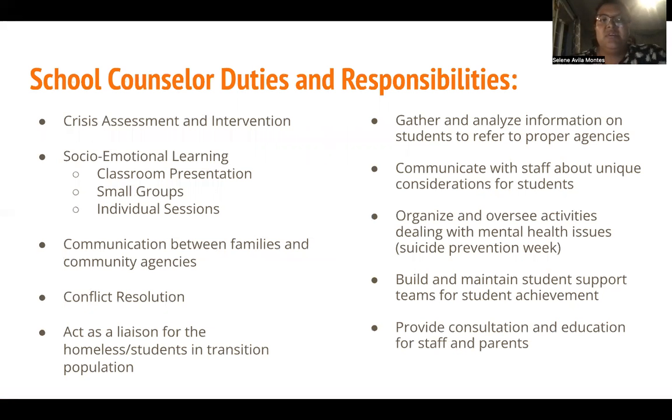These are just some of the responsibilities and duties that we have as school counselors, and for me, especially at the elementary school level. We have crisis assessment and intervention and all of these other duties. I'm not going to go through all of them, but you can see that we have a lot on our plate, and it's hard when doing this for 2 schools.